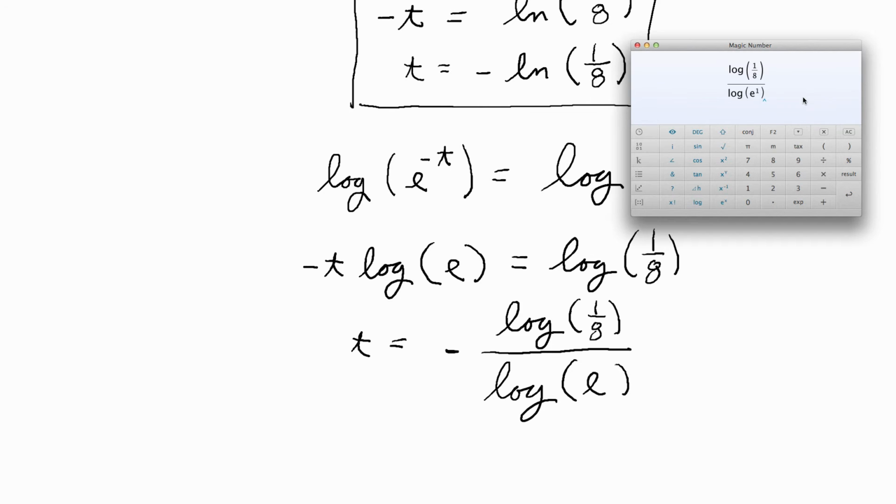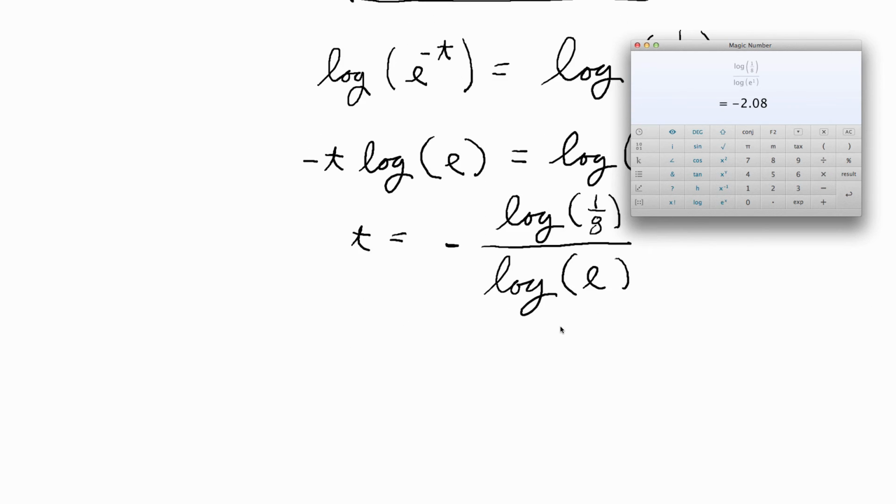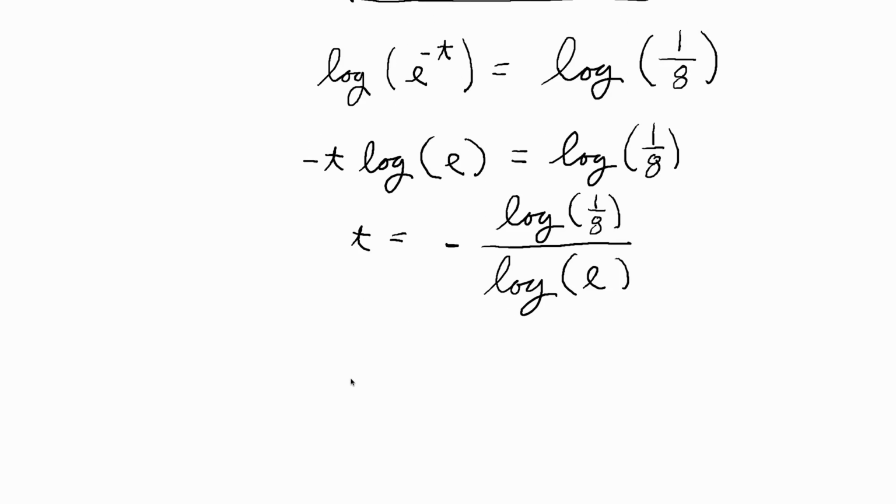The answer is going to be the negative of what I have here. I'll put the minus sign in there and hit enter, and I get negative 2.8. So the answer is actually 2.8. The approximate solution is t equal to 2.08. So you'd have to wait a little over 2 years.